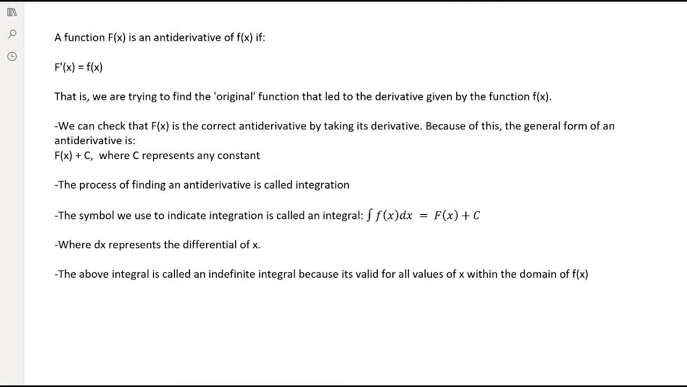Alright, in this video we're going to go over the notion of an antiderivative. So a few definitions, and then we'll get into some problems. So what is an antiderivative?